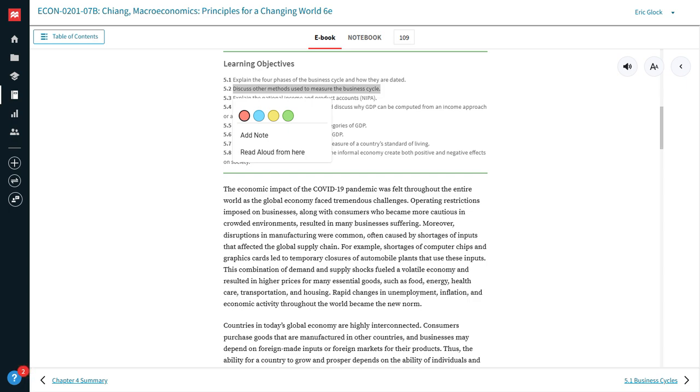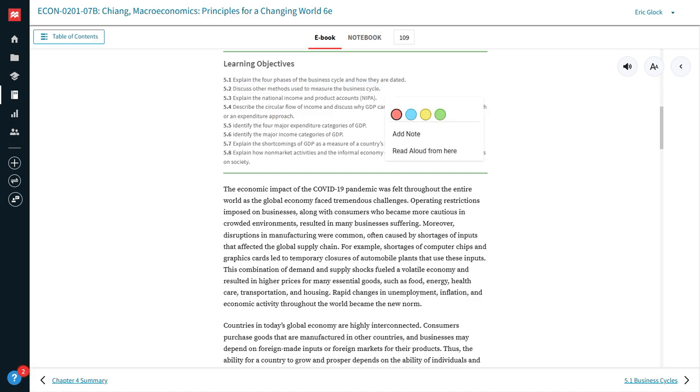There is basically one method he's going to talk about that measures the business cycle, and there are three that are ways to predict the business cycle, which is not the same as measuring it. One's a report, one's not.